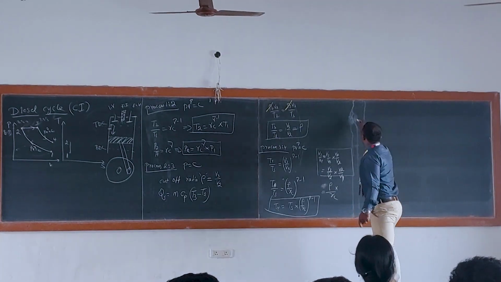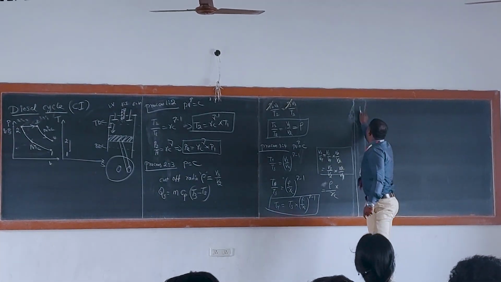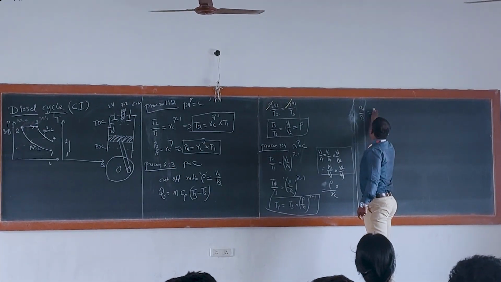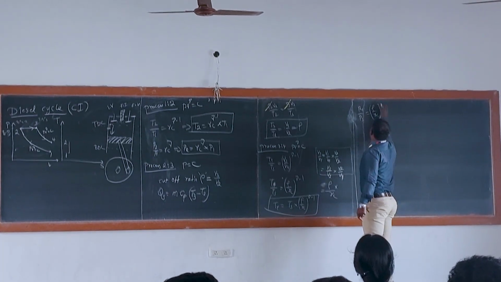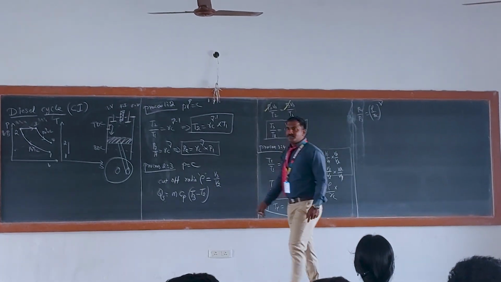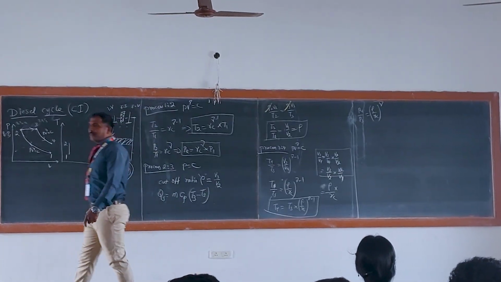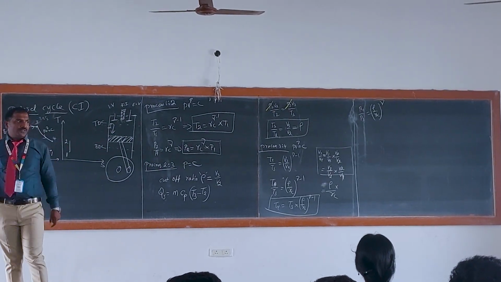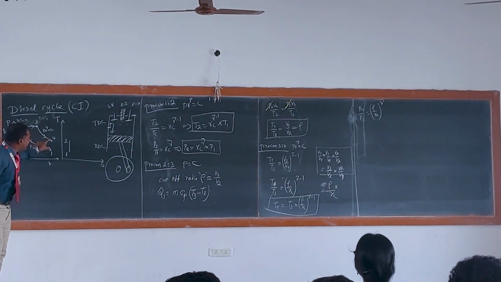Now I need to find out the pressure, right? So P4 divided by P3 is equal to (rho by rc) power gamma. Very simple. Clear? And this process I explained.